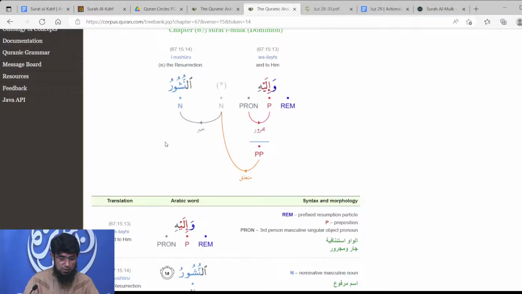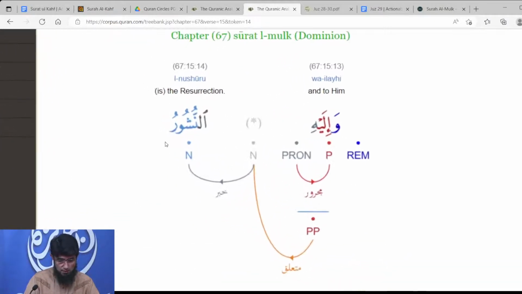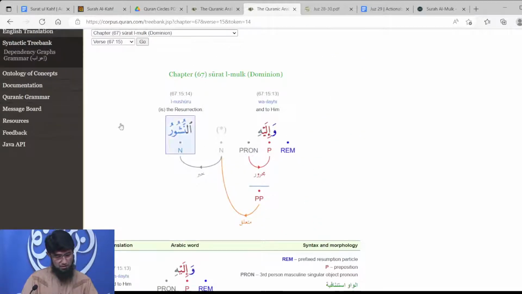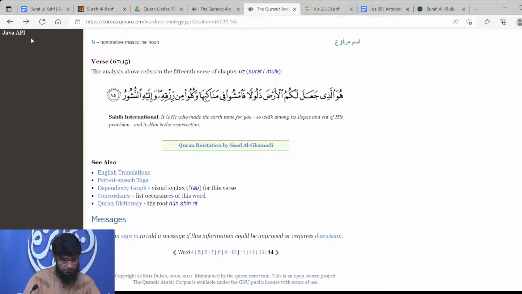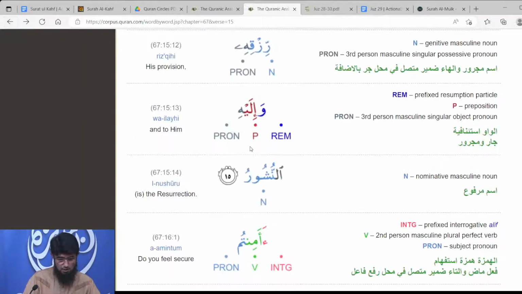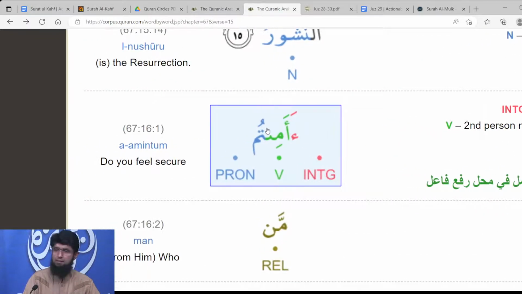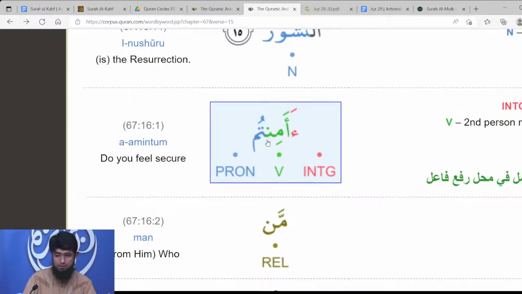See, what this is doing is actually... okay, that's too complicated, because it shows you that connection to the noun and whatnot. Okay. Amintum, so a is for question. I think we have talked about this earlier. So if it starts with a, that's for a question. Amintum, do you feel secure? So Hamza Mim Noon is for security, for Aman, for peace, and Tum is for you all. Amintum, do you feel secure?